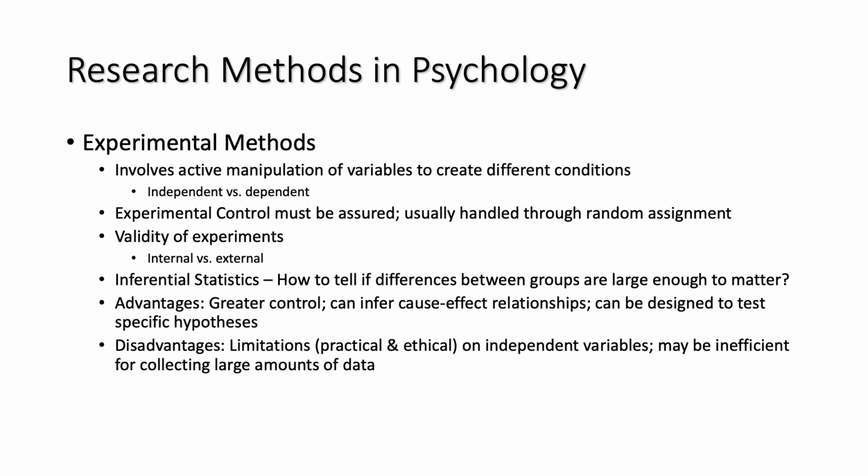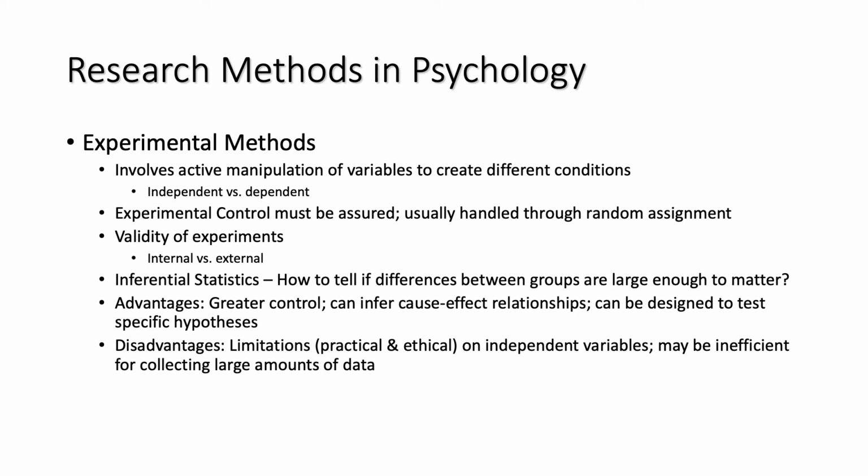Inferential statistics are the things that we use to determine how large of a difference is large enough to matter. So when we talk about a difference being statistically significant, what we're saying is that the statistics we use to analyze the data indicated that the difference we found was unlikely due to chance. Probably our independent variable is the thing that caused the difference.